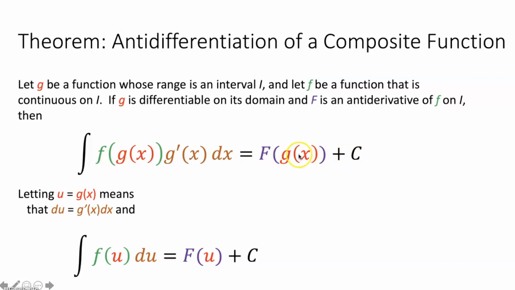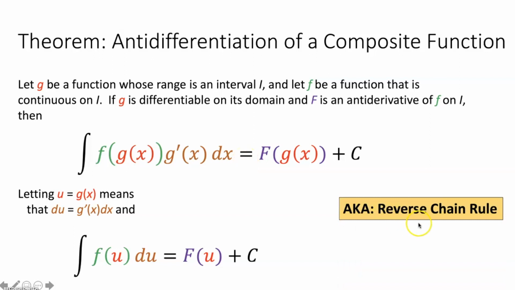So this looks super confusing, but it actually makes sense if you think about it as the reverse chain rule. The chain rule says if I have a composite function like this and I take the derivative, what's going to happen is I'm going to take the derivative of the outer function, this capital F, and it would give me lowercase f of g of x. But then I have to multiply by the derivative of my innermost function, g prime of x. That's where this comes from. It's just the reverse chain rule. If I integrate this, I get this. That's what this theorem is saying.